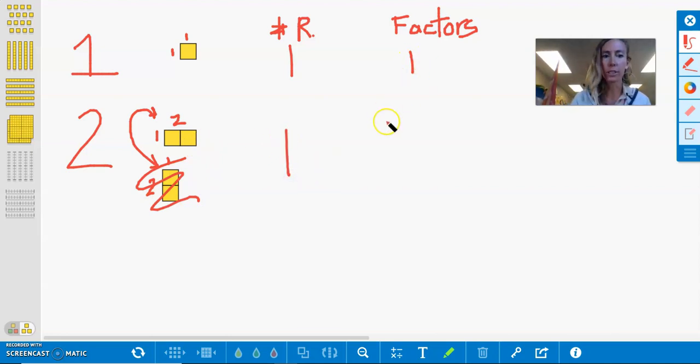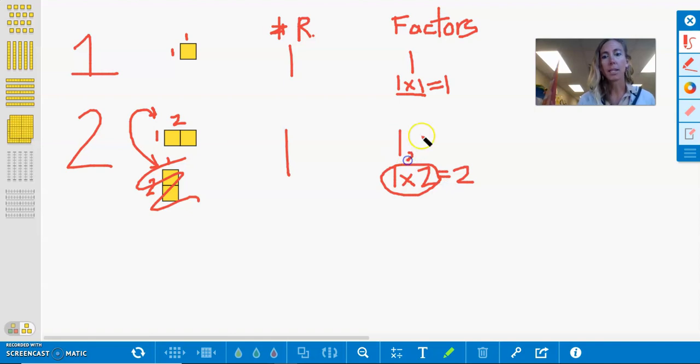Now, what are the factors? Well, this one was 1 times 1 equals 1. Here are my factors right here. And they are both the same, which is why we only have 1 factor right here. This one, the factors were what? 1 times 2 equals 2. Here are my factors. So I actually have 2 factors, the number 1 and the number 2. Okay? So I went from 1 factor to 2 factors.